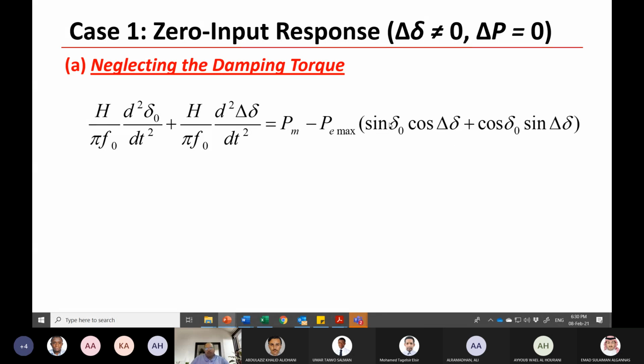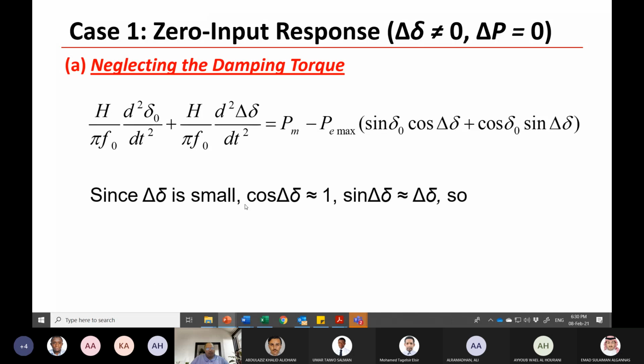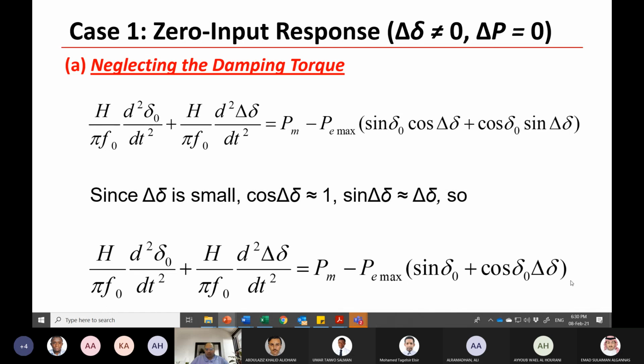So we expand this term and implement such simplification. Since delta delta is very small, cosine is approximately equal to 1, and sine equals the angle itself in radian. So you can go back and substitute here and write it as such. Initially, this term equals B mechanical minus B electrical sine delta 0, and this will go together with the other term.